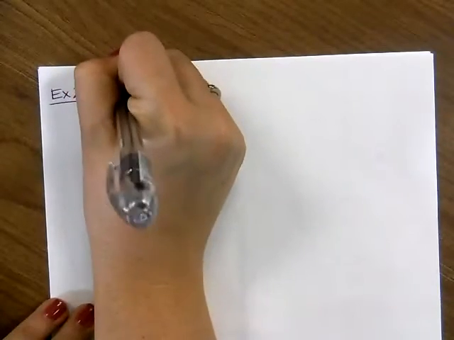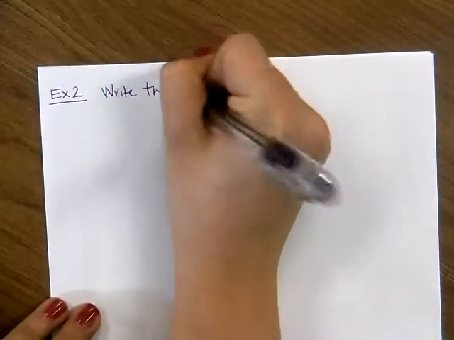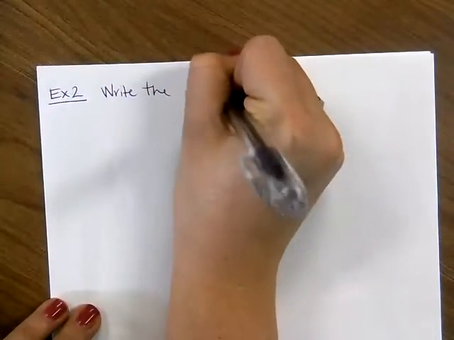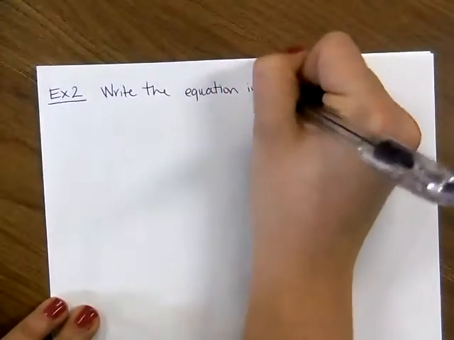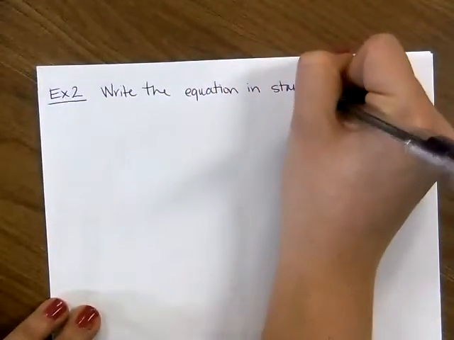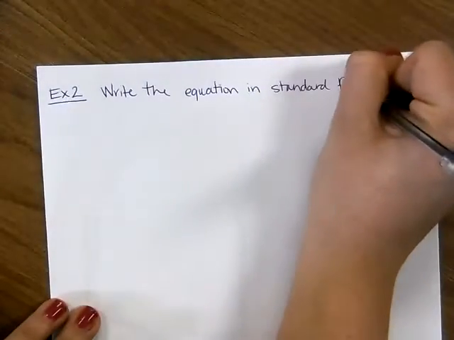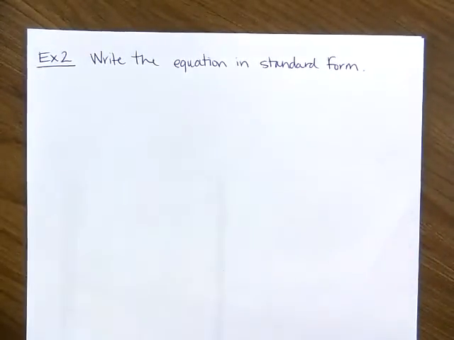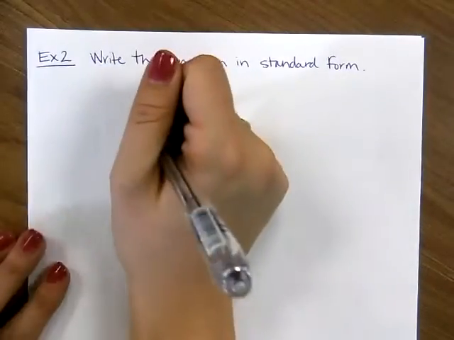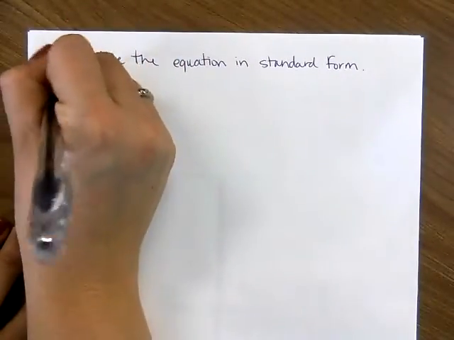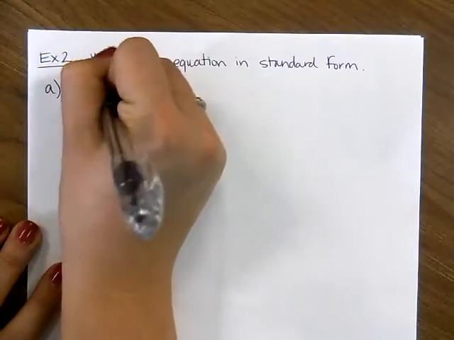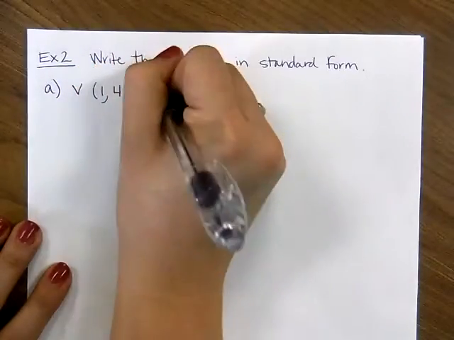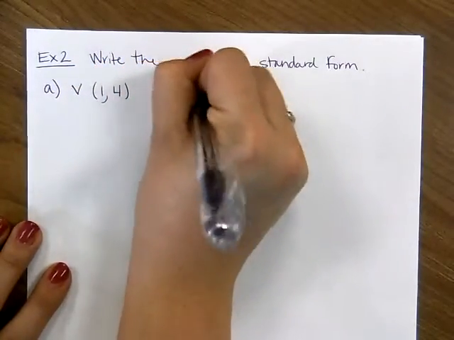Example 2. Write the equation in standard form. No, really. Okay. Let's say I told you that the vertex was at 1, 4, and it had a directrix of x equals 3.